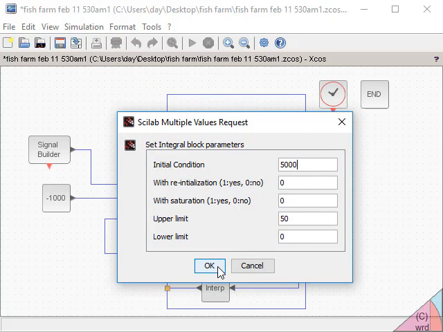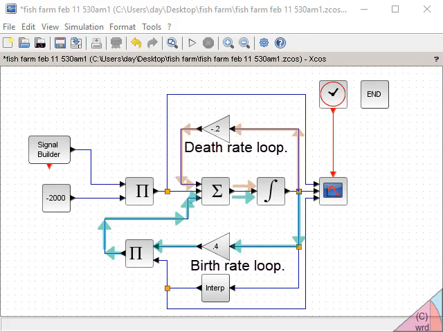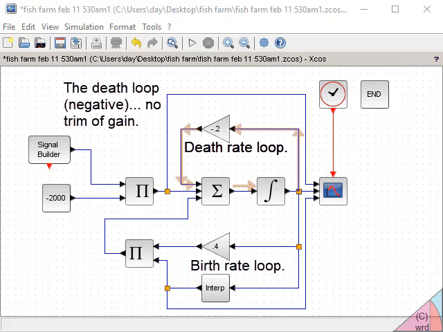We click it open if we want to change the number of fish for a model run. We have two closed loops, one for birth rate and one for death rate. Since both loops refer to a count present value, they tie back to it. The decay loop for death rate has a simple negative constant gain that is always the same. We are not trimming death rate in this version of Fish Farm.